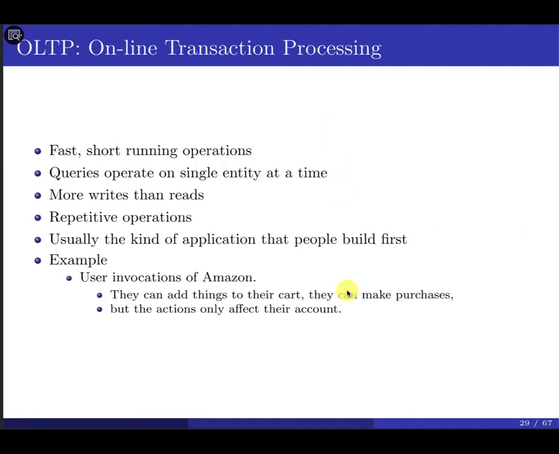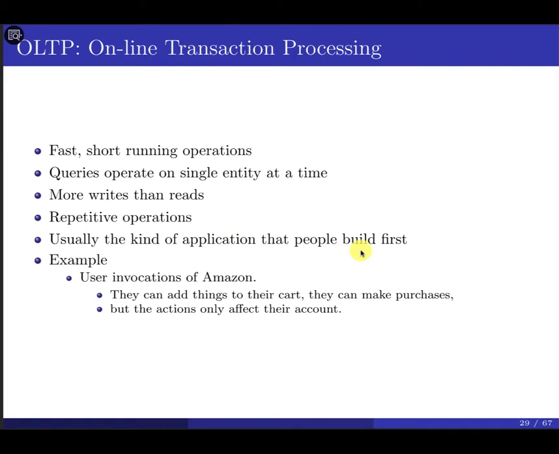So this summarizes what we have said here. Online transaction processing, as you mentioned, is fast, short-running operations based on a single entity at a time, with more writes than reads, because most of the time you need to update or modify a specific entity or small amount of data. It's repetitive. You're going to operate this over and over. Of course, not the same user, but many users are going to perform the same action.